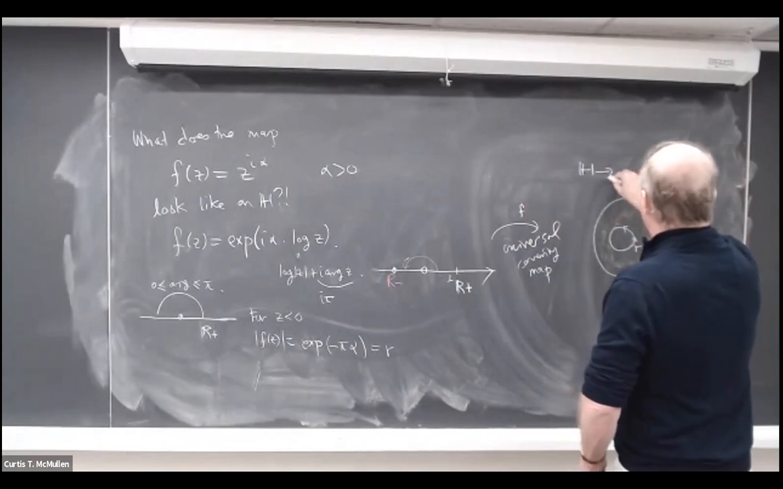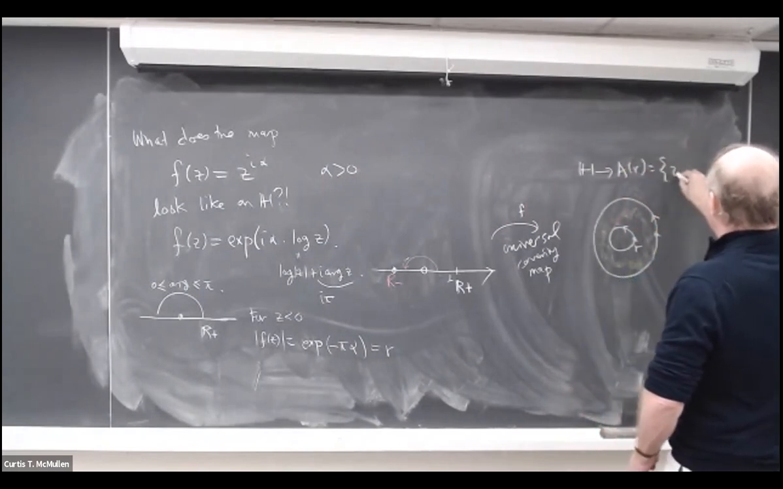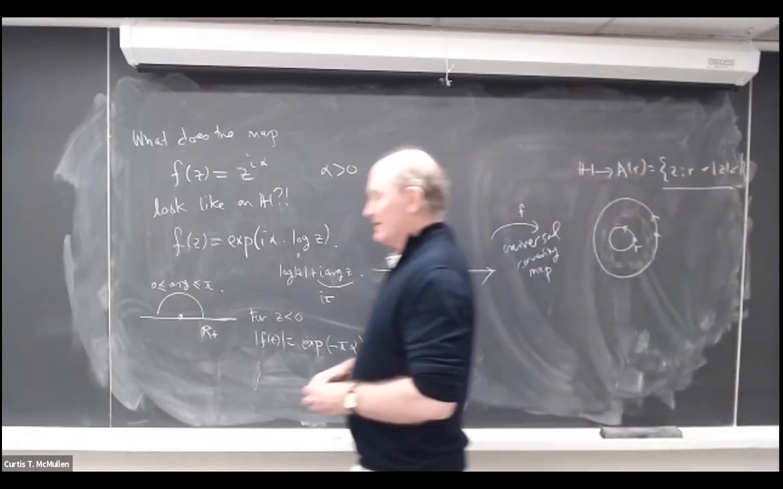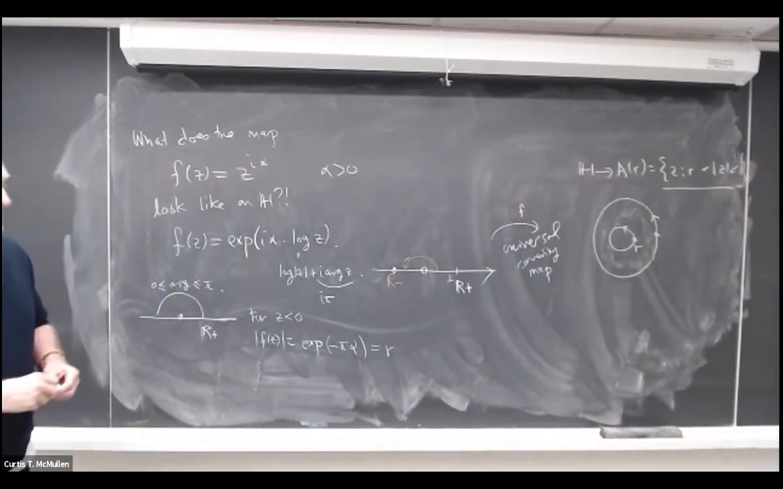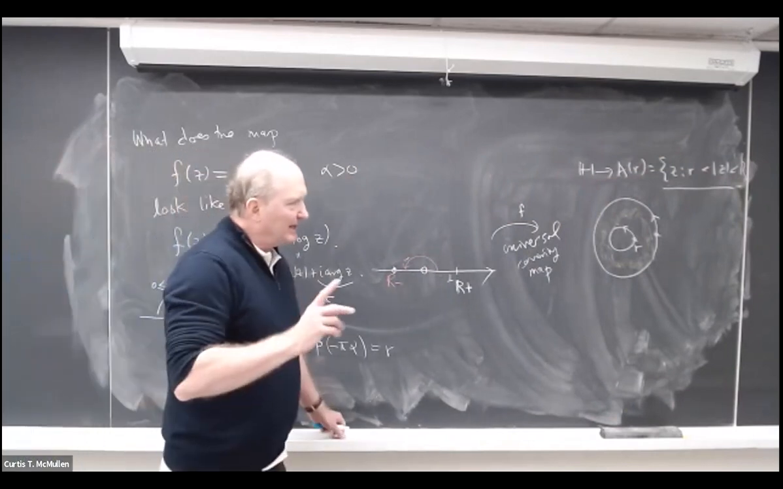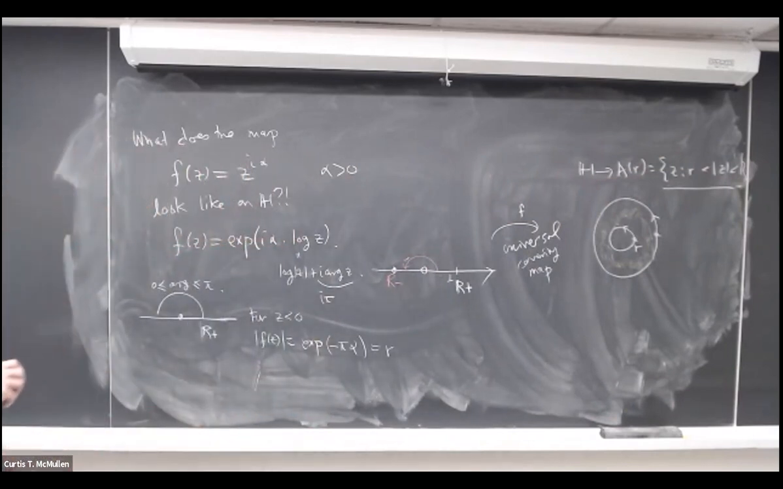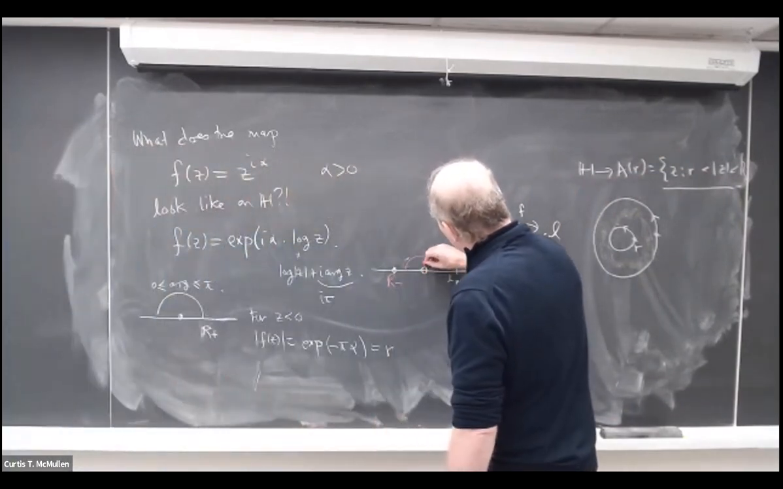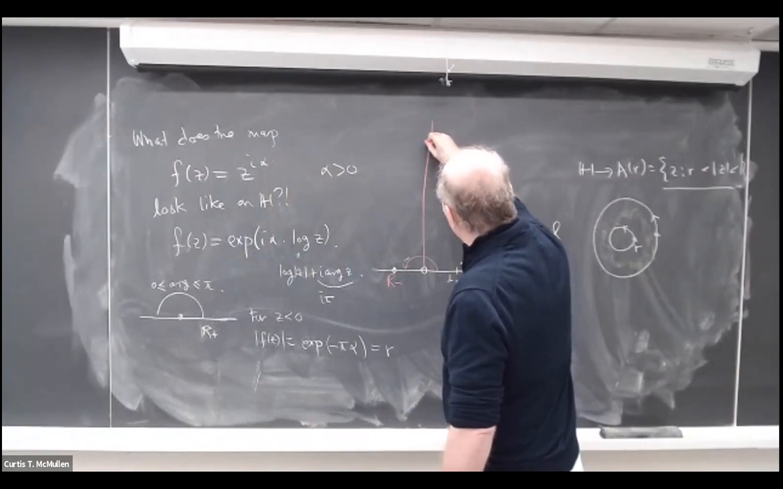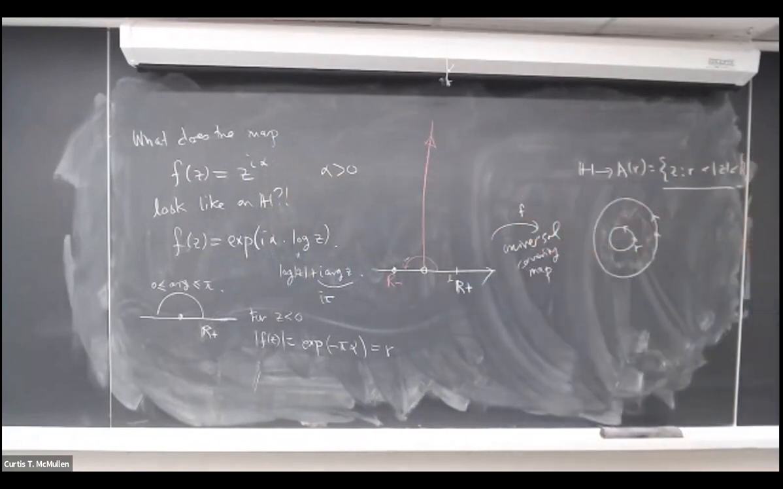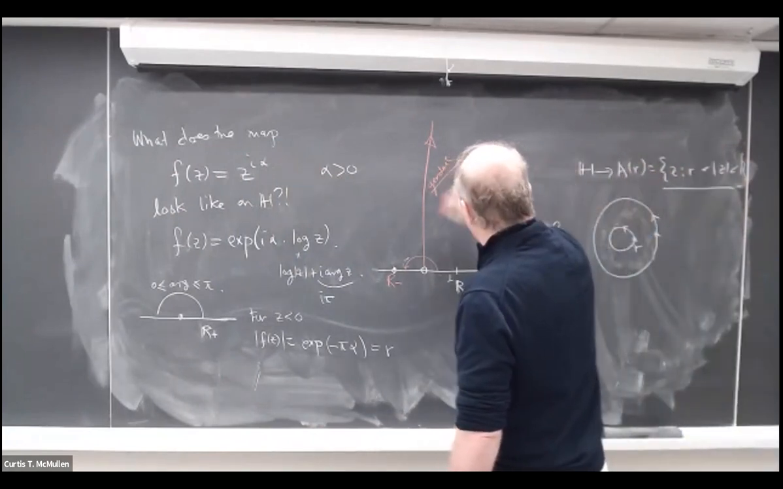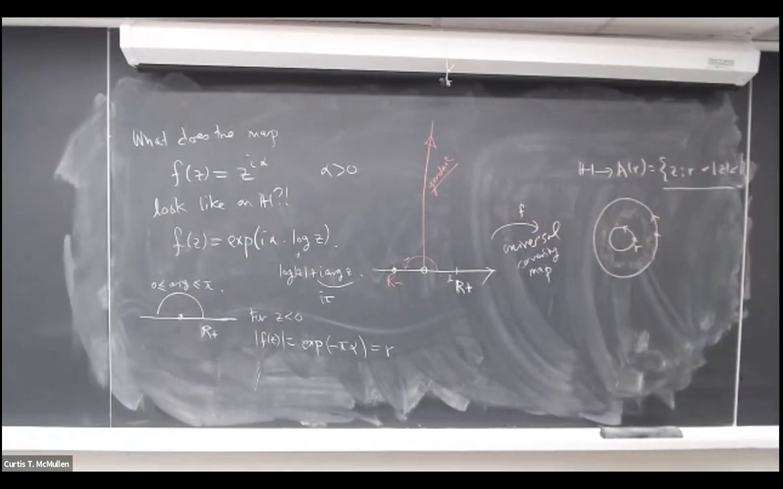From H to A of r, which is the set of z such that r is less than the absolute value of z is less than 1. And so again, this annulus carries a natural hyperbolic metric and so on. But what's really interesting about this annulus and what makes it different than the punctured disk is the following. What happens if we take the imaginary axis this time? The imaginary axis is a geodesic in the hyperbolic metric. Where is it sent under this mapping?